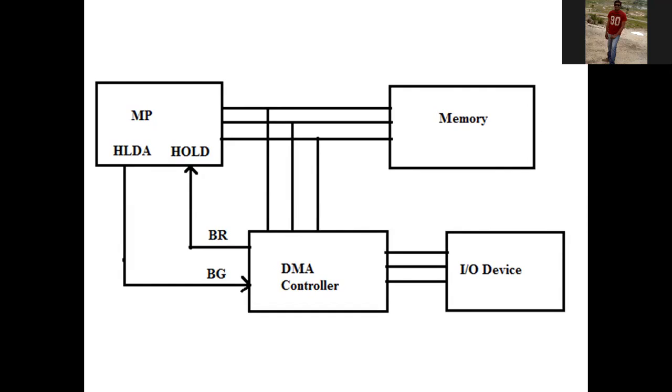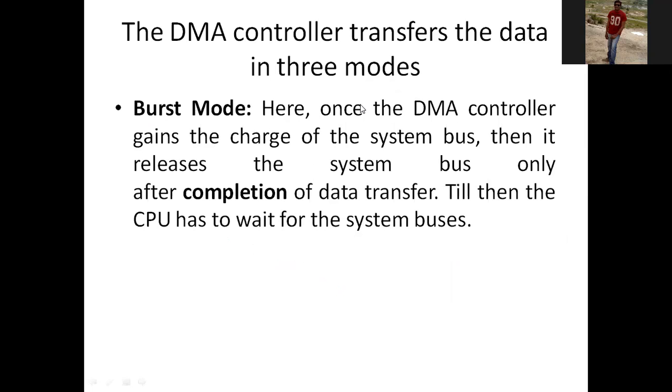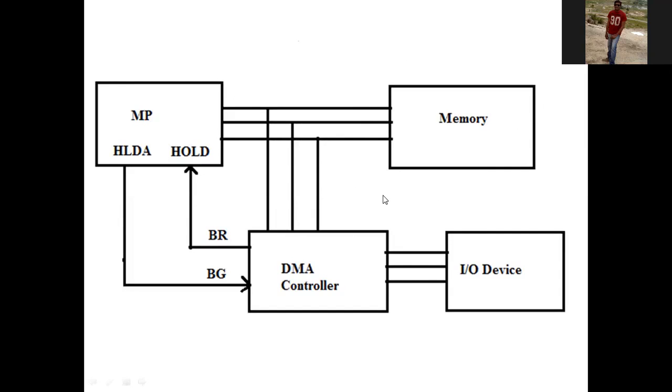Are you able to see those black lines? Yes, sir. So these lines are the data bus, address bus, and control bus. These lines are used for representing the 3 buses which the processor will use for performing the data transmission or any operation: data, address, and control bus.